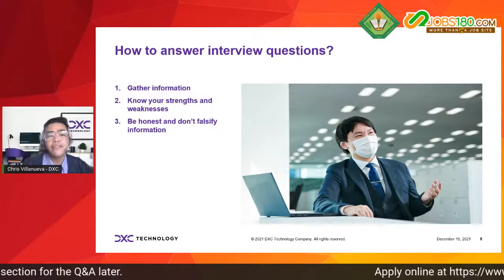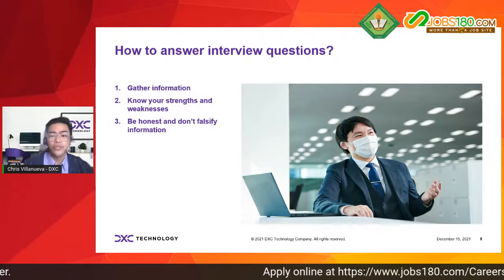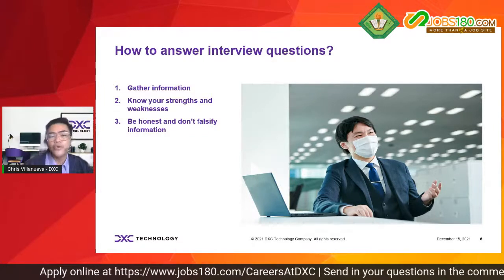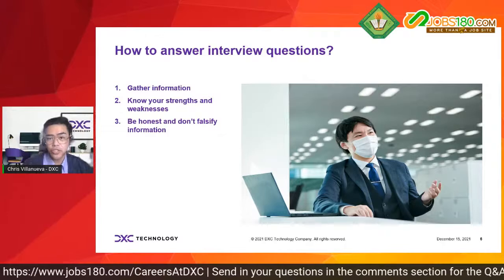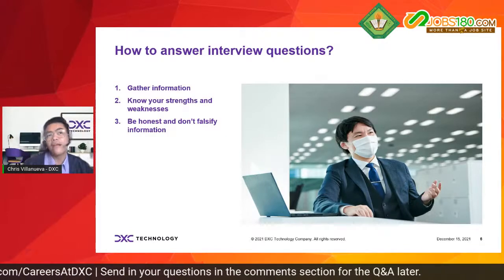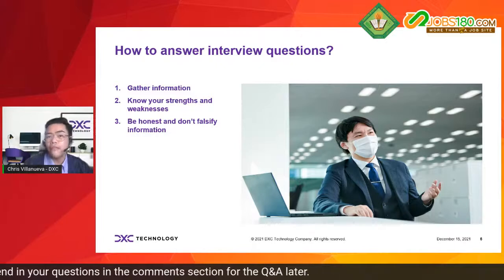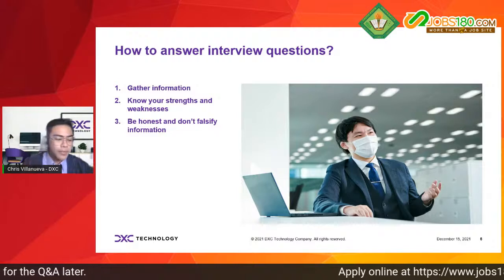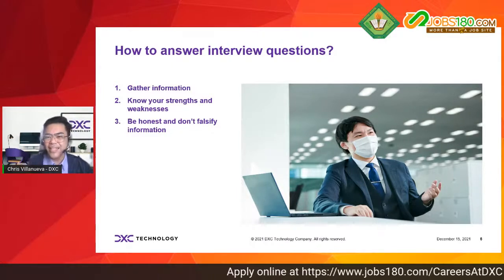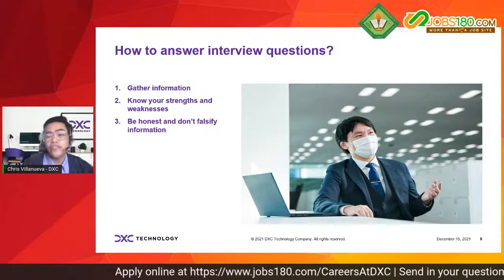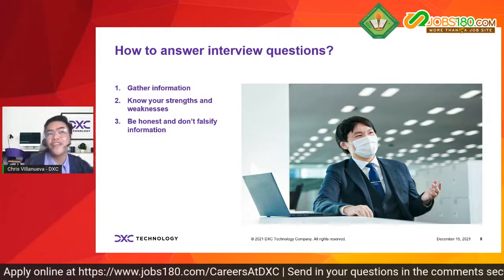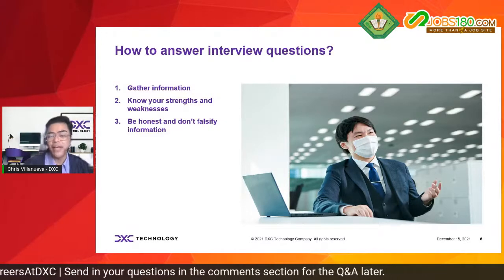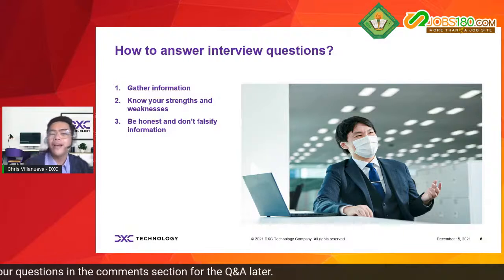Third is be mindful and don't falsify information. Be honest at all times. Don't overqualify yourself for the position. If you don't have experience in that particular area, just make sure to highlight that you're open to training, mentorship, or coaching to do better. Also, it sets too high an expectation, because once you are hired for that role and you did oversell yourself, there is more expectation from you and you might have a hard time living up to it. So be honest and don't falsify information.